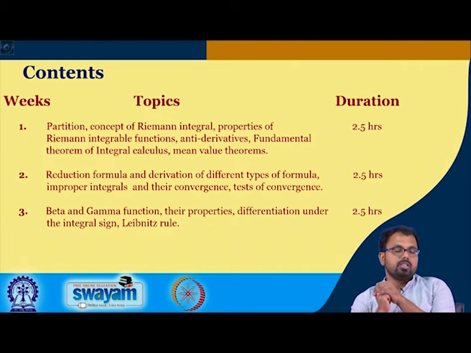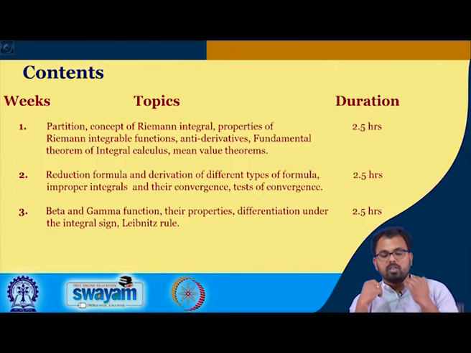So, more or less, since you were familiar with the integral of a function of a single variable, we started with concepts of Riemann integral. I gave you an introduction of partition, concepts of Riemann integral, Riemann integrable function, fundamental theorem of integral calculus, mean value theorems, and things like that, based on which we will also provide you some examples or assignments to practice.